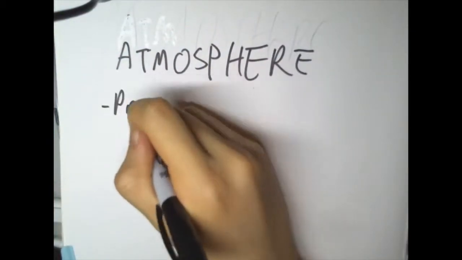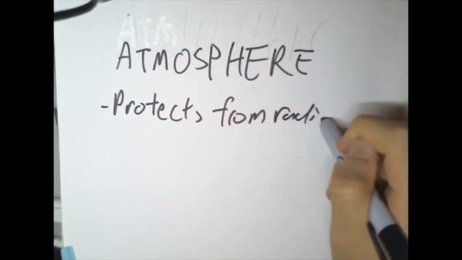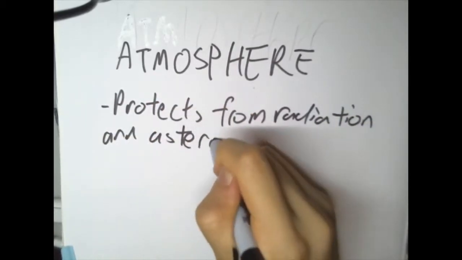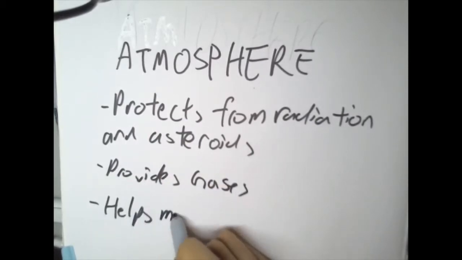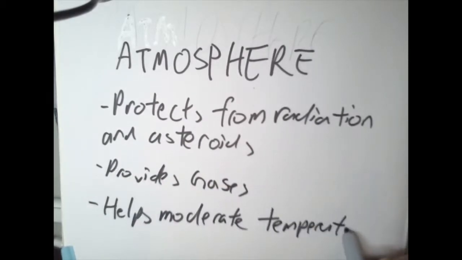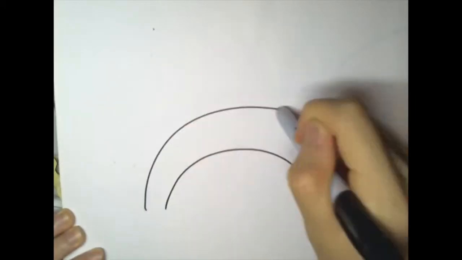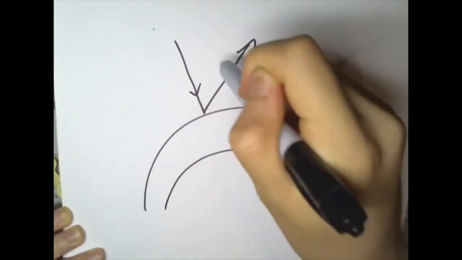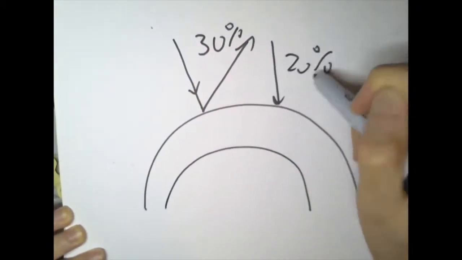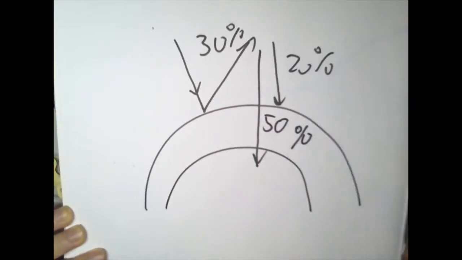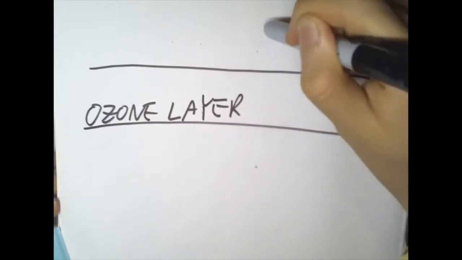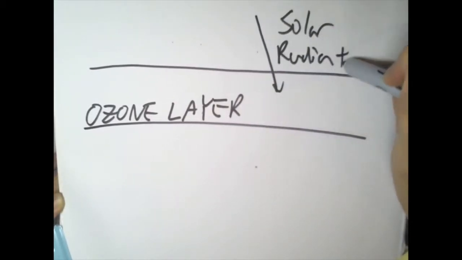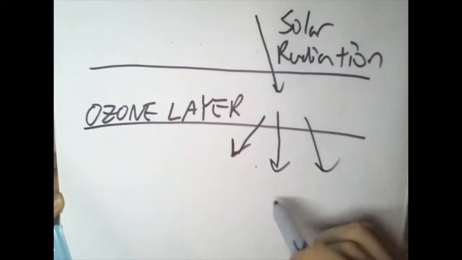First, let's talk about the atmosphere. You might be wondering, what is this atmosphere, and what does it do? Well, it protects us from radiation and asteroids, provides us with gases to sustain life, and helps moderate temperature. Our atmosphere reflects 30% and absorbs 20% of the sun's radiation, protecting us from half of it.